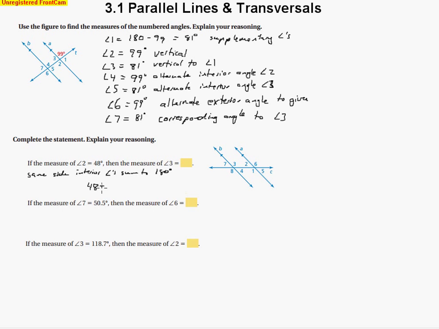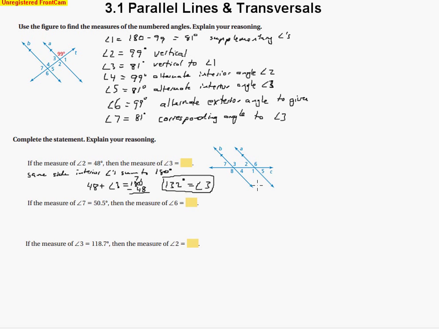So if that's the case, to find out what angle 3 is, I just have to add angle 1 or angle 2 and angle 3, and they equal 180. So if I subtract that 48 degrees from both sides, that would give me my answer. So 132 degrees would be what angle 3 would end up being. So that's one way to find that. And that was my reasoning here.